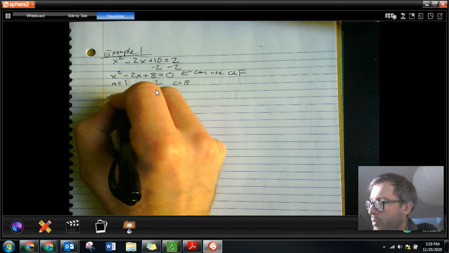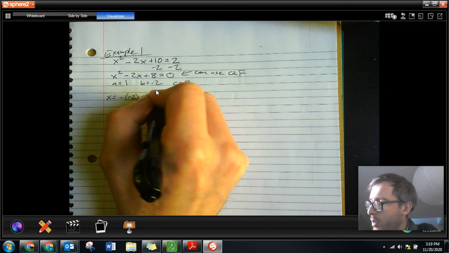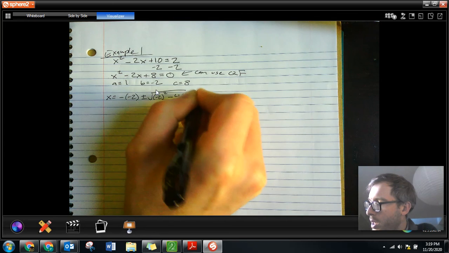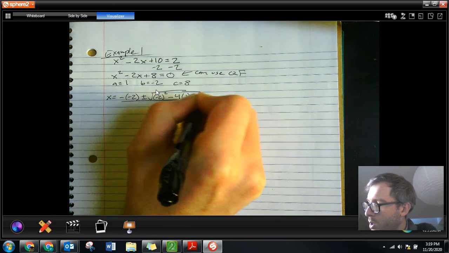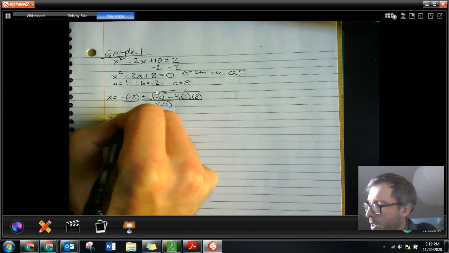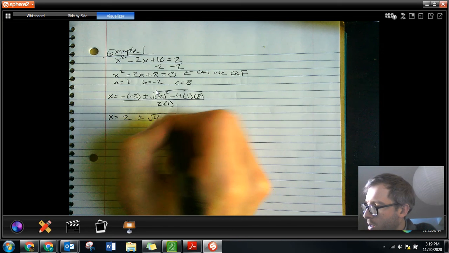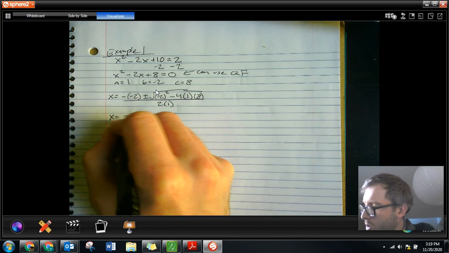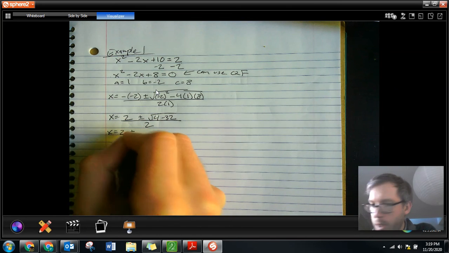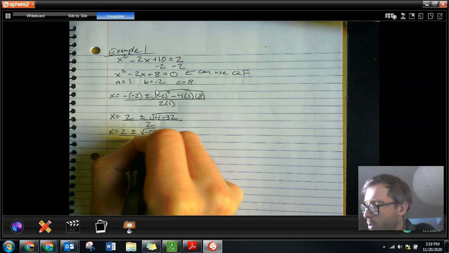So I'm going to write negative 2 plus or minus negative 2 squared minus 4 times 1 times 8 all over 2 times 1. Negative 2, that's positive 2, plus or minus negative 2 squared is 4 minus 32 all over 2. X equals 2 plus or minus square root of negative 28 all over 2.